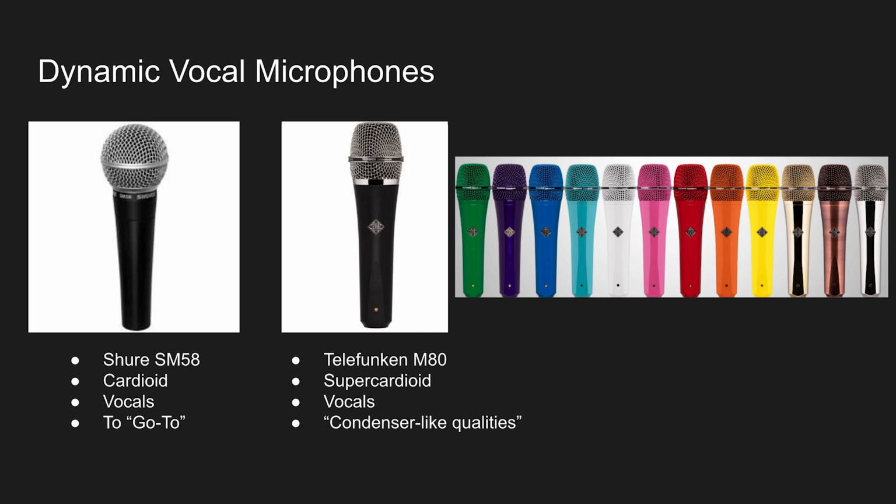Now, if you have a bit more money to spend and you're looking to buy a dynamic microphone that might have a bit of a better frequency response, I highly recommend the Telefunken M80. It's a super cardioid mic, commonly used for vocals, and people often say it has condenser-like qualities, basically meaning it does a really good job picking up details without losing any information. And a fun little fact about the Telefunken M80 series, as you can see, they offer a wide variety of colored mics if that's what you're into.